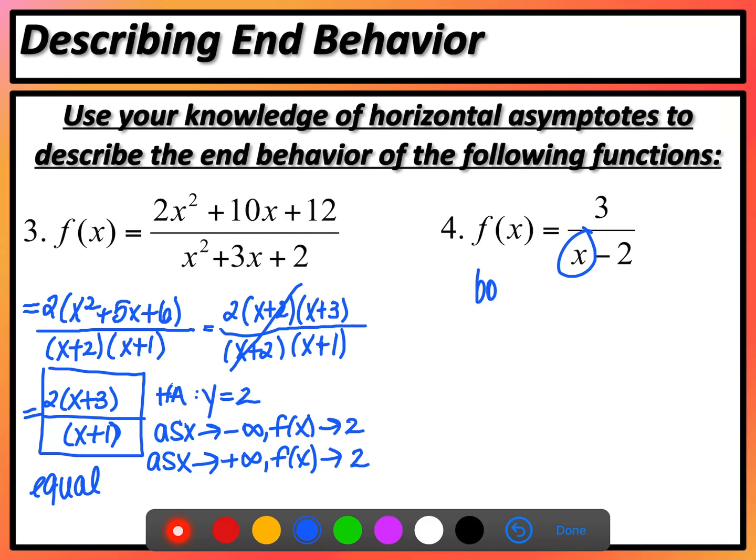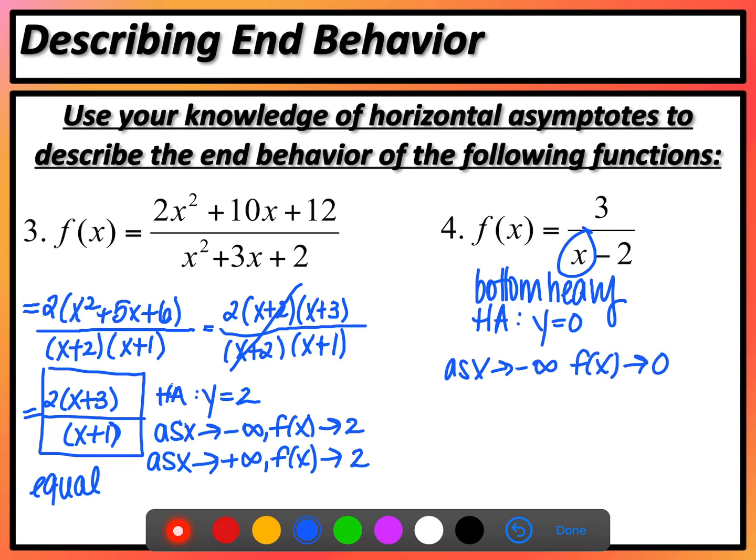All right, and last, this one should be pretty easy. This is very clearly bottom heavy, okay, which means that my horizontal asymptote is y equals 0. Okay, and that means my end behavior is going to approach that value from both sides of the graph. Okay, so again, use your grapher if you want a visual representation to verify that that is true.